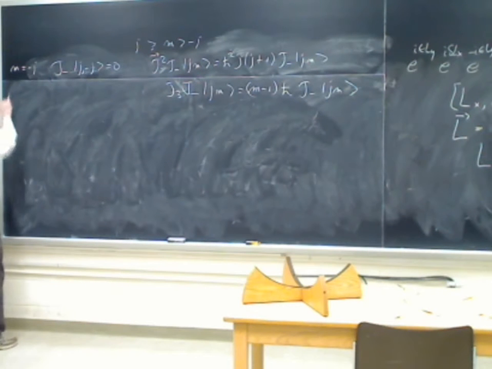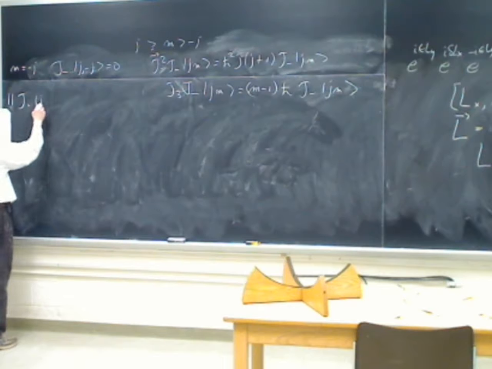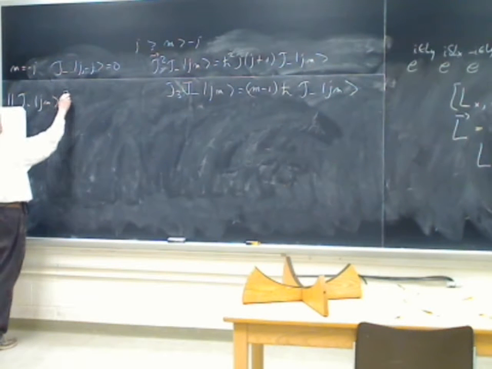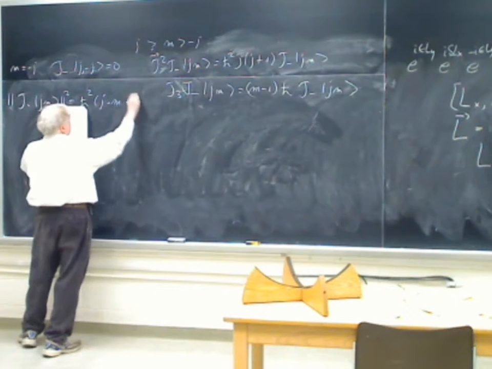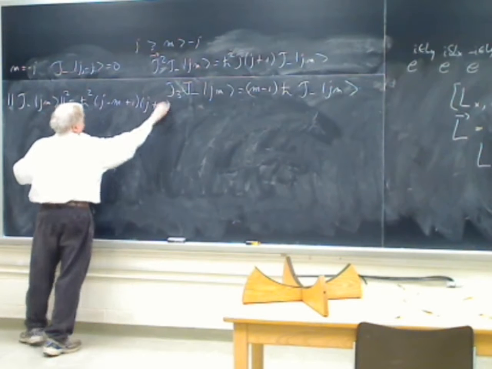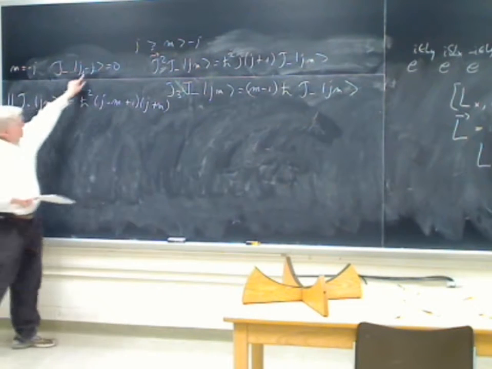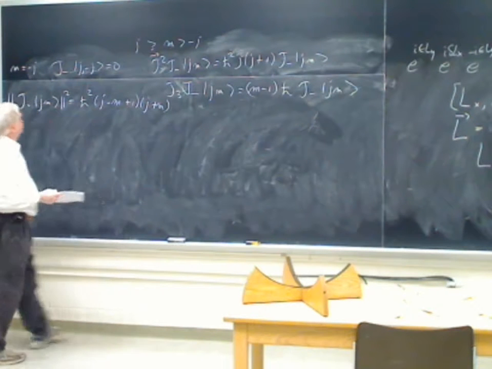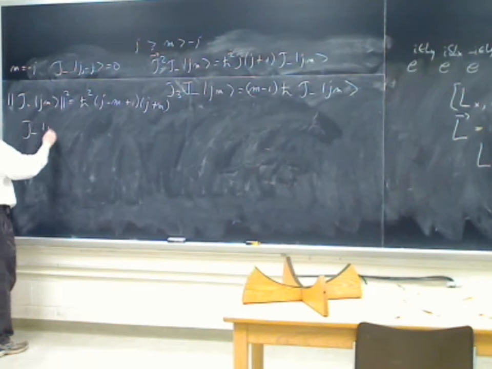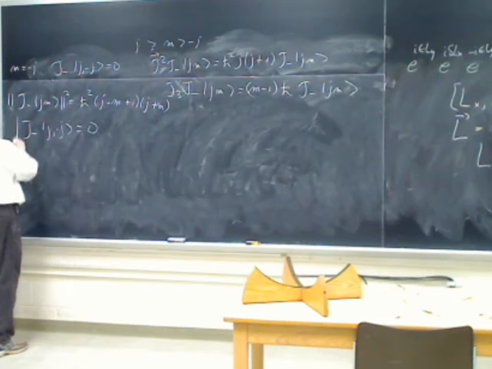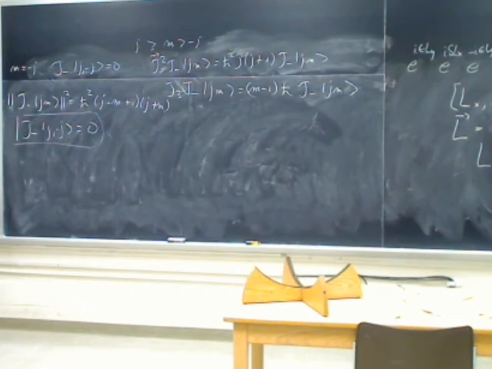Now, we saw before that the norm squared of j minus jm was h bar squared (j minus m plus 1)(j plus m). So if we set m equal to minus j, this is 0. And that means then that this is 0. And so we have j minus j is in fact 0. So that proves this relation here.